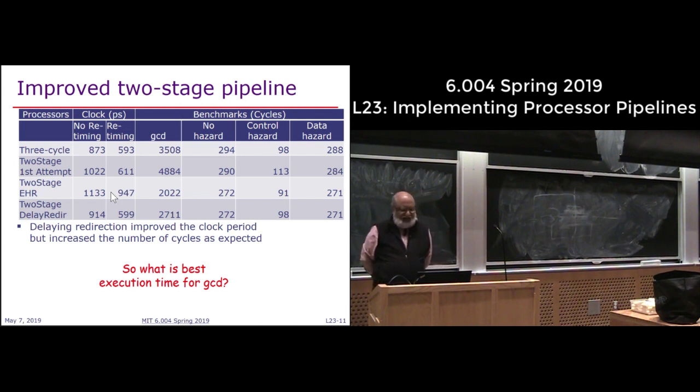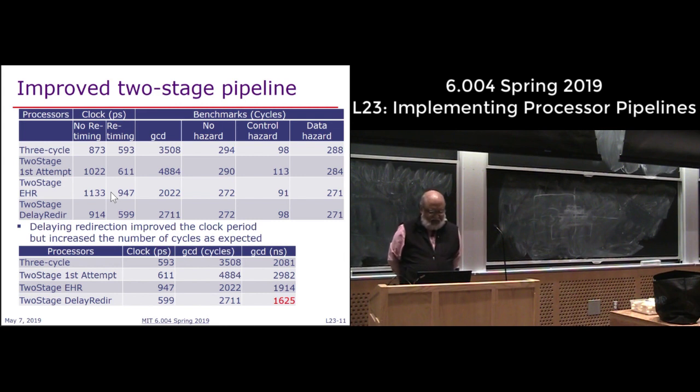So what is the best execution time for GCD? So I just plotted it here. Indeed, the last one is the best. So now I'm just multiplying the two things. What is the clock speed and how many cycles it took? And we started out with 2081 in our multi-cycle machine, and we end up with 1625. A 20% gain in the performance over the multi-cycle machine.